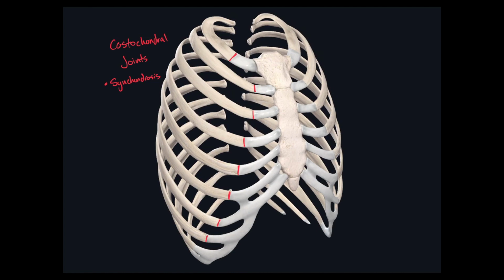If we continue to make our way more anteriorly, there's a joint between the costal cartilages and the sternum. These joints, again made by the costal cartilages in the sternum, are called sternocostal joints. And these joints are synovial joints, and they are planar.